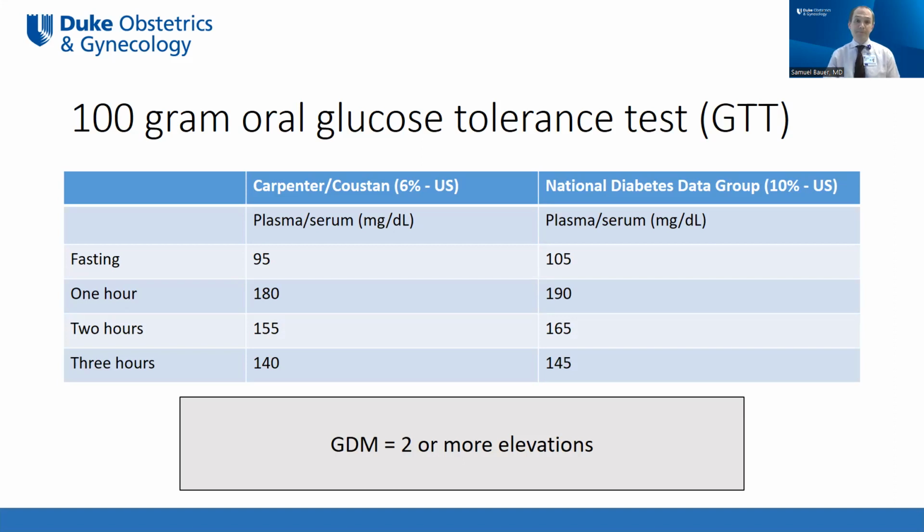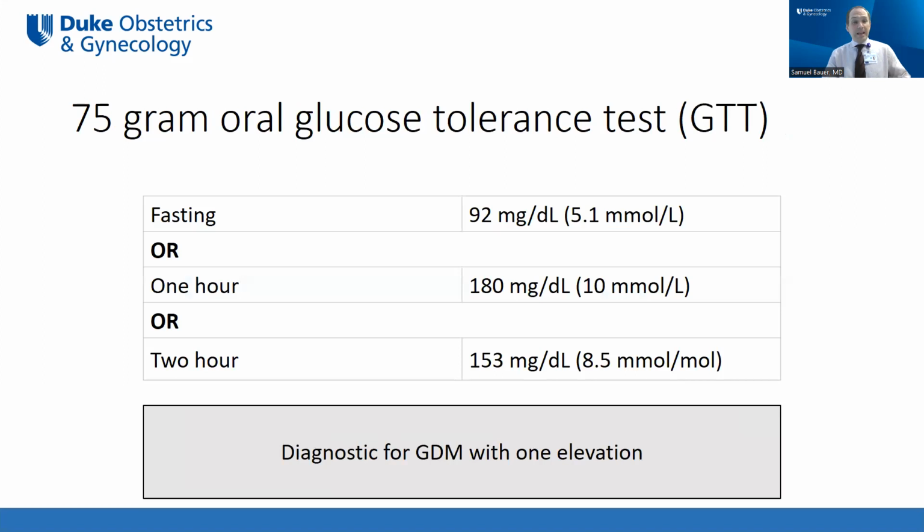whether that's a benefit or not. And then again, the 75-gram 2-hour test, the values are here. And again, the diagnostic criteria is if there's one elevation, keeping in mind what I had said earlier: if you have one that's 92, that essentially would give a patient the diagnosis of gestational diabetes, but is also within the range that we look for when we're following patients' blood sugars throughout their pregnancy.